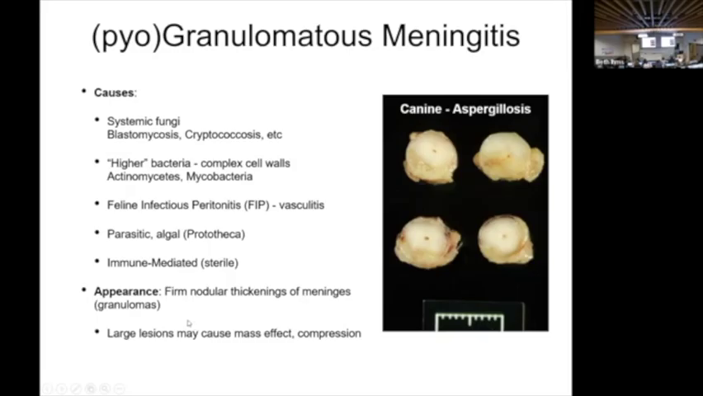So appearance, granulomatous inflammation here is going to look pretty much like anywhere else. It's going to be firm, so not usually spreadable with a butter knife. It's going to present as nodular thickenings of the meninges, so actual granulomas. And large lesions, of course, just like a tumor, can cause a mass effect and compression of the tissue. So this is a case of aspergillosis in a canine. This was a German Shepherd.